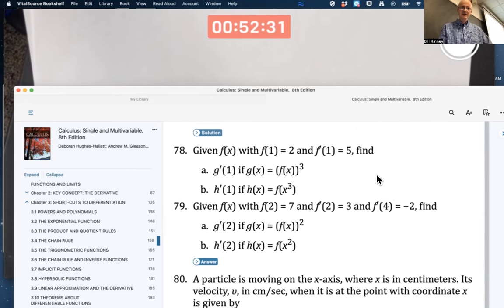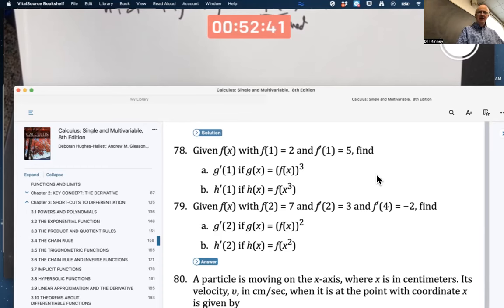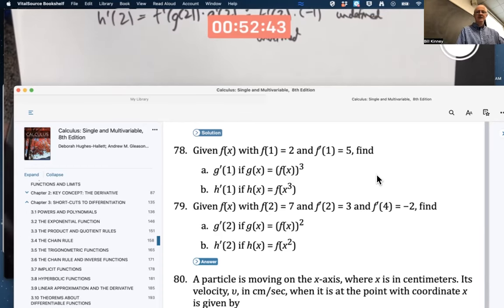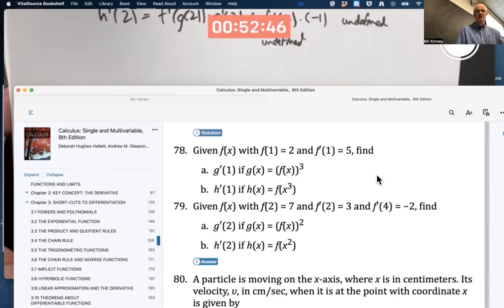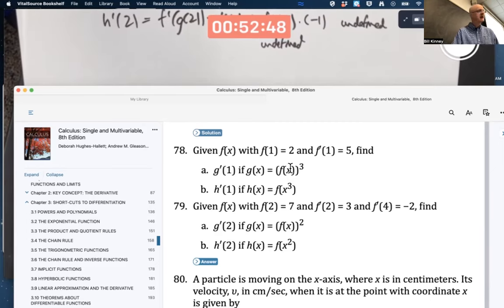Just pure symbols. No equations or graphs. Given f of x with f of 1 equal to 2 and f prime of 1 equal to 5, find g prime of 1 if g of x is f of x quantity cubed, and h prime of 1 if h of x is f of x cubed. These are two different function compositions here. With the one in part A, you're doing f first, that's the inside function, and cubing is the outside function. With part B, cubing is the inside function, and f is the outside function.